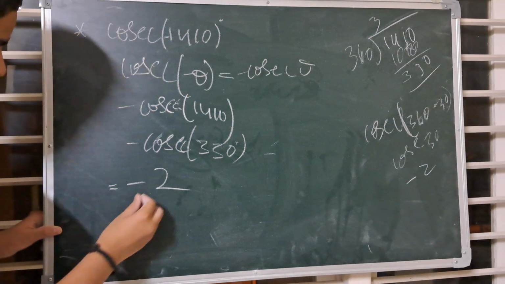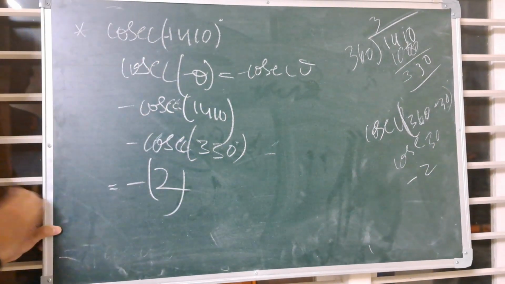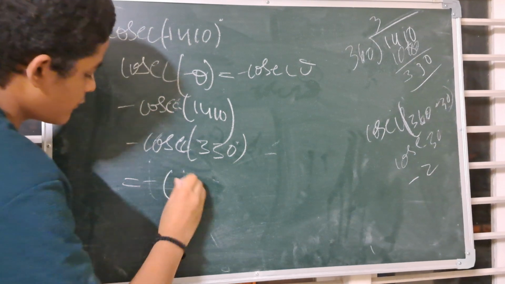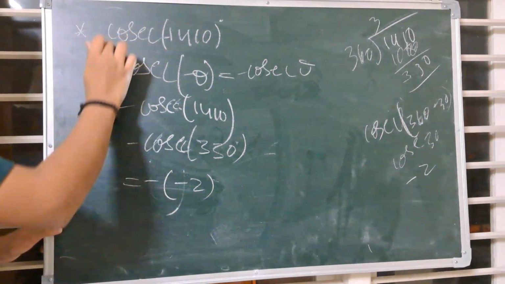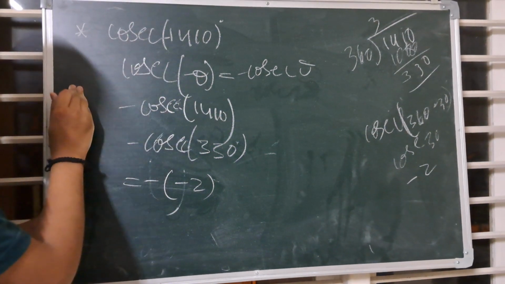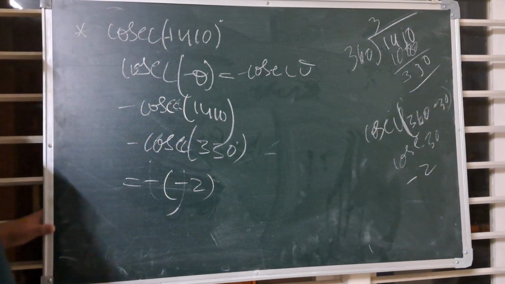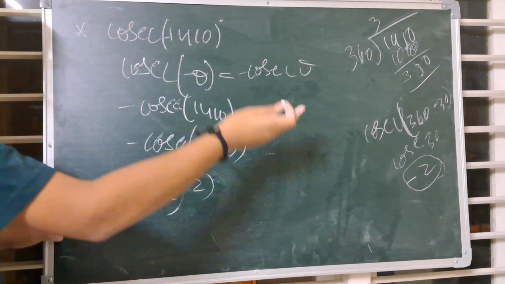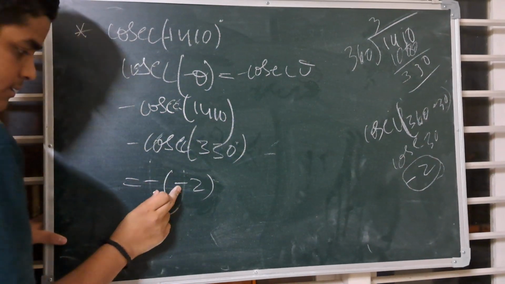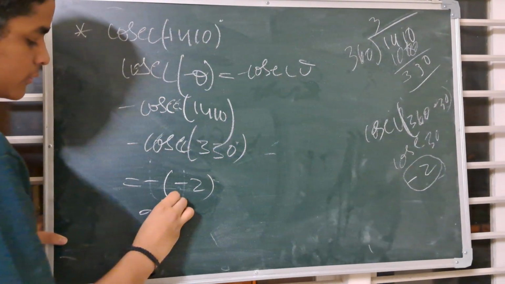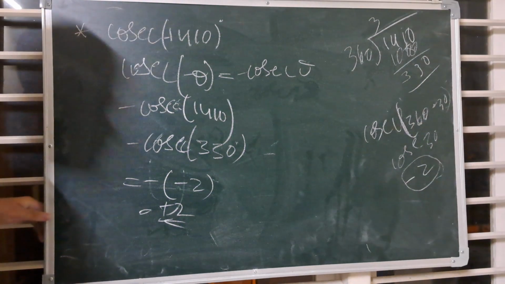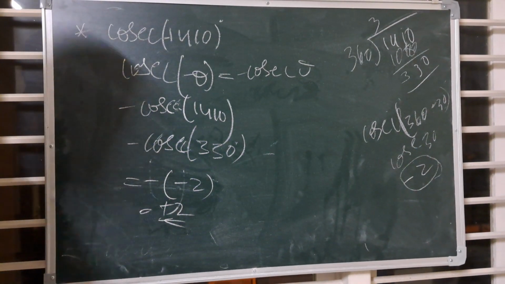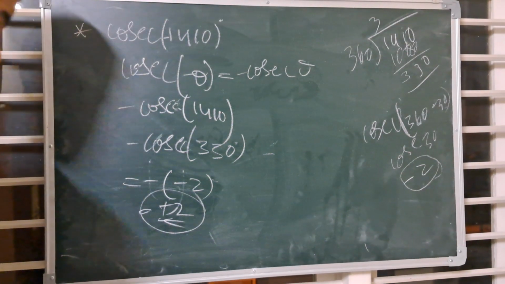So we will get minus of minus 2, because this minus we have taken common, and cosecant will remain the same. Whether we get minus or plus depends upon the question. If minus comes, we will multiply. Now the answer will be positive 2. Sorry for the inconvenience caused before. So the answer is positive 2.